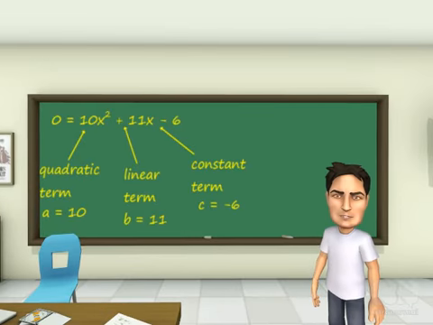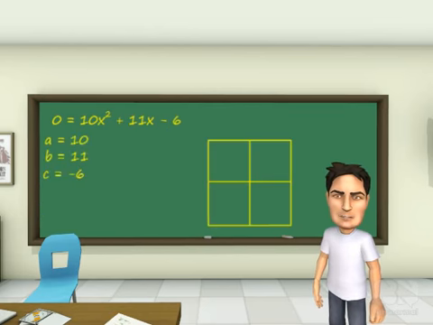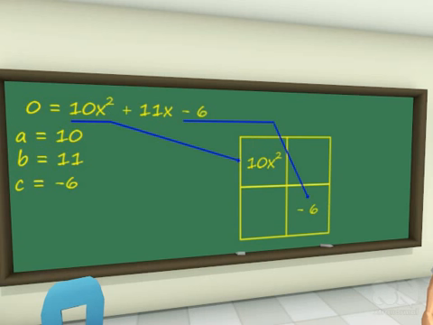To use the box method, the first thing we need to do is draw a box. We will make it a square. Then divide the square into 4 smaller squares by drawing segments so it looks like what you see behind me. In the top left square, put the whole quadratic term 10x squared. In the lower right square, put the constant term, -6.